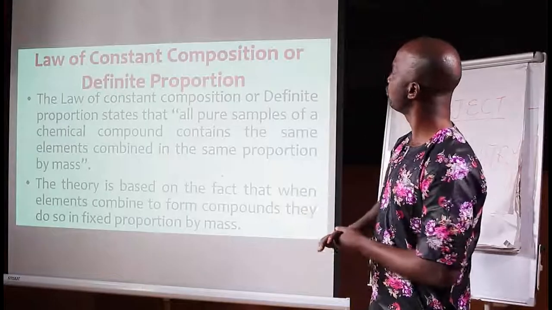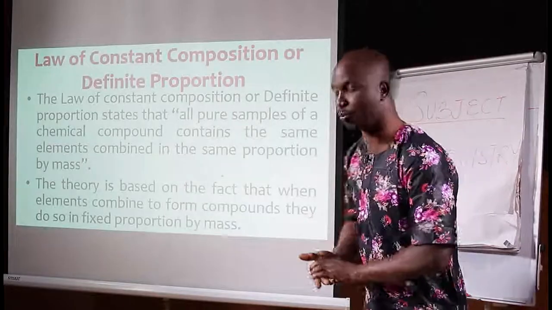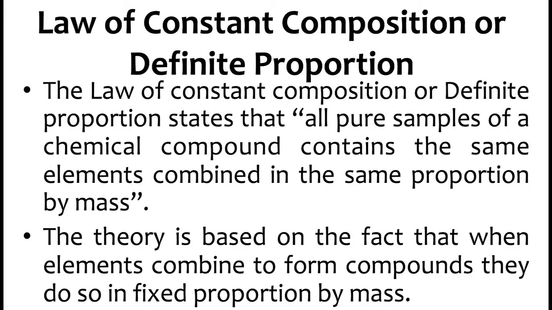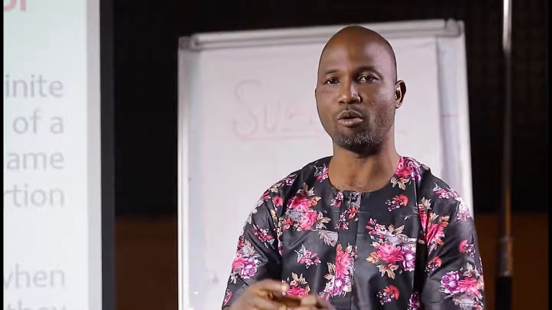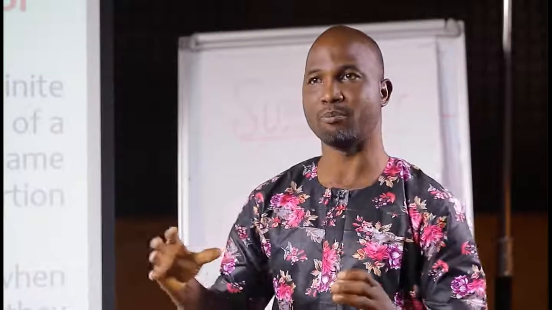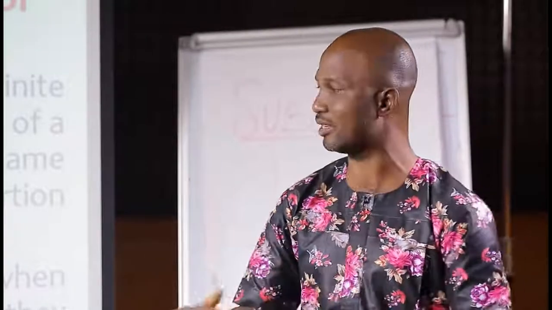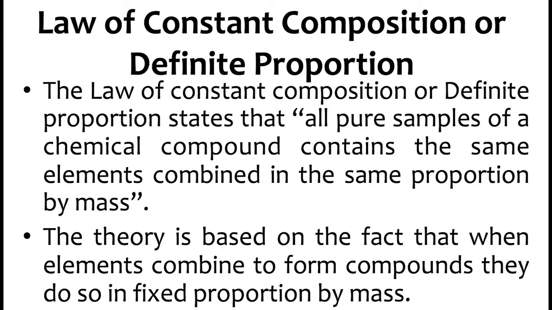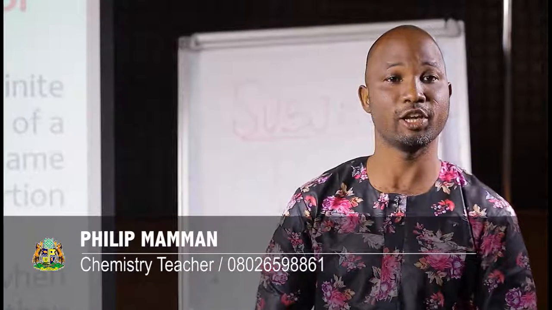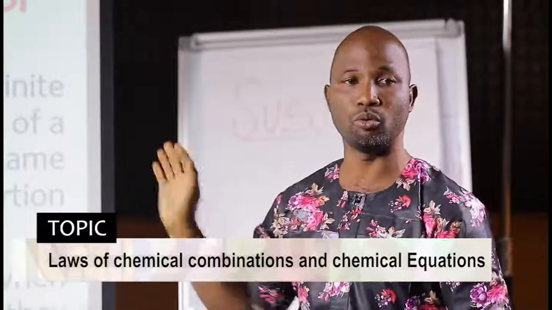The law of constant composition, or definite proportion. This law of definite proportion says that all pure samples of a chemical compound contain the same elements combined in the same proportion by mass. Meaning that when elements combine to form a compound, the proportion of these elements by mass is the same. The theory is based on the fact that when elements combine to form compounds, they do so in fixed proportion by mass. That's why in water you have H2O. That H2 is constant, and that one O is also constant.